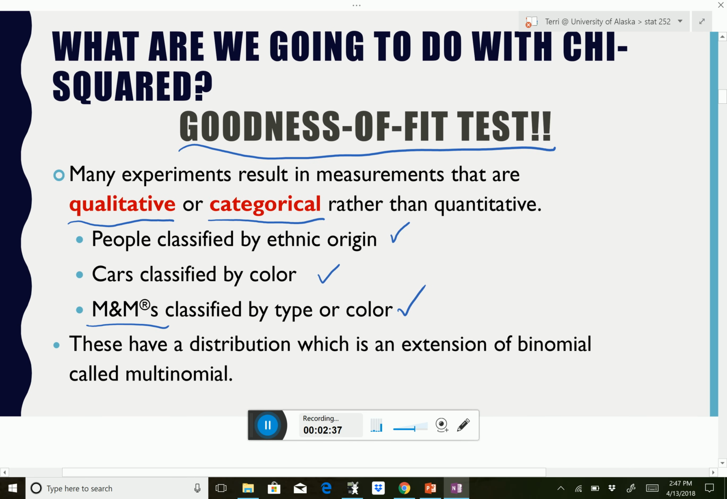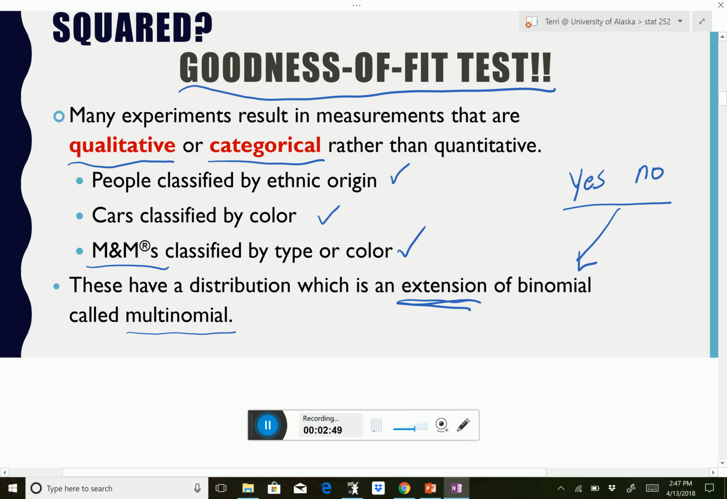And these have distributions that are an extension of the binomial distribution called the multinomial distribution. So instead of a yes or no answer that we had in binomial, we now have more than 2 possibilities. We have green, red, and blue, or something like that. So now we have 3 possibilities that we're talking about. And each one of these has a probability.